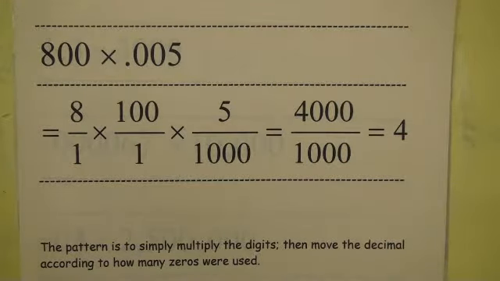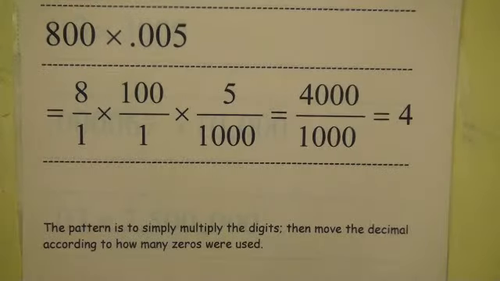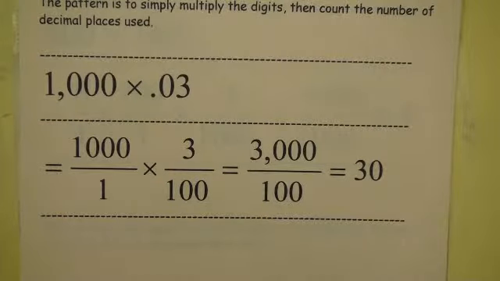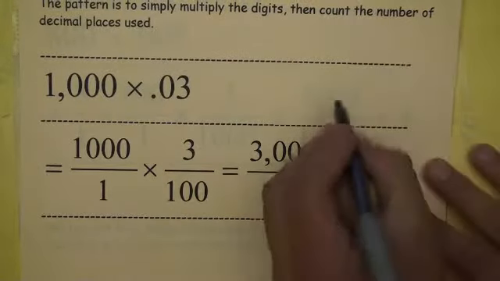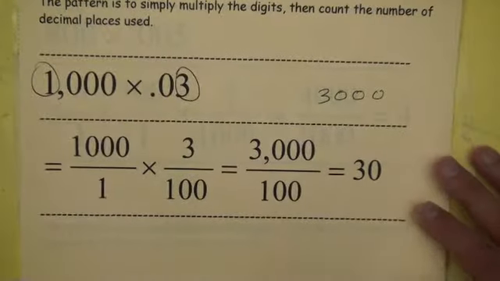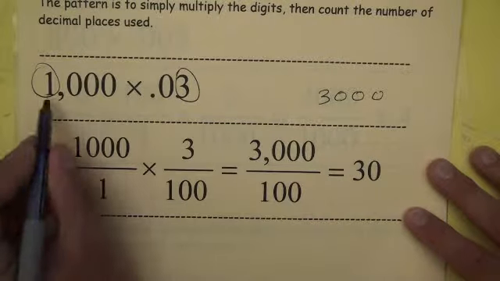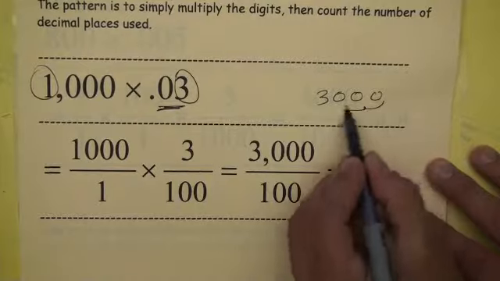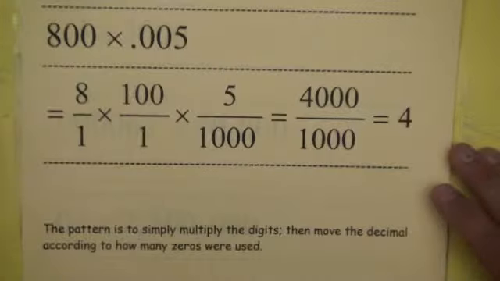And guys, the pattern here is to simply multiply the digits, then move the decimal according to how many zeros were used. So in this case, you have 3 times 1,000 to give you temporarily 3,000. Okay, so 3 times 1,000 is 3,000. So what you do is you use the 1,000 and the 3, and that's it. So you get 3,000. Then 2 decimal places, you move those back 1, 2, you end up with 30. That's how the shortcut would work.